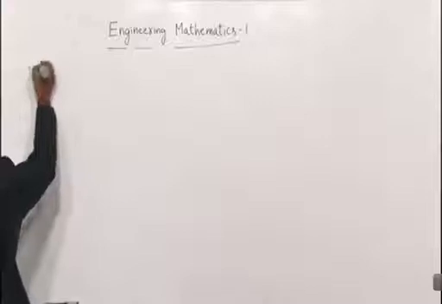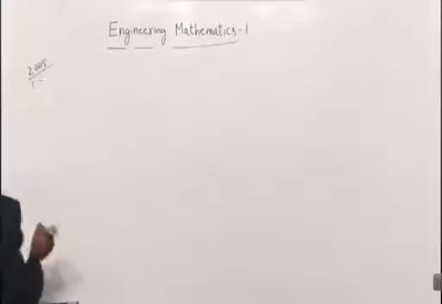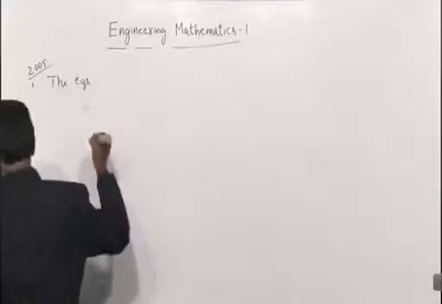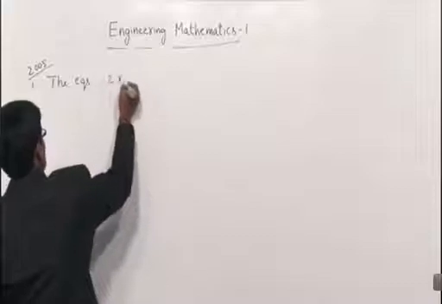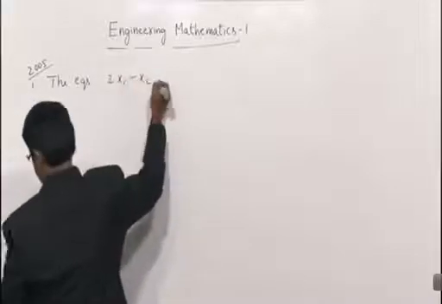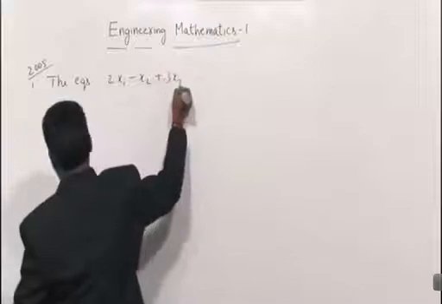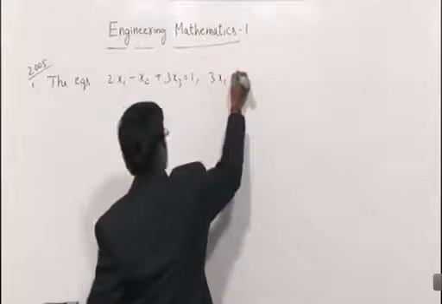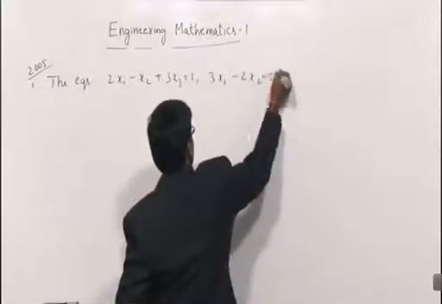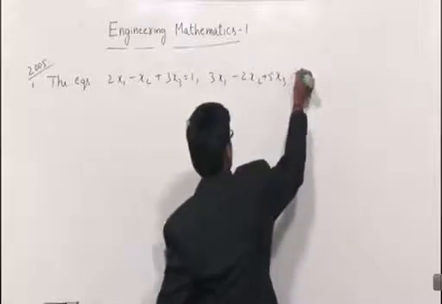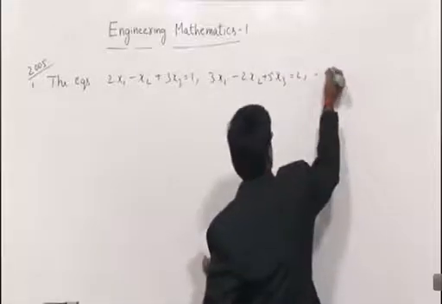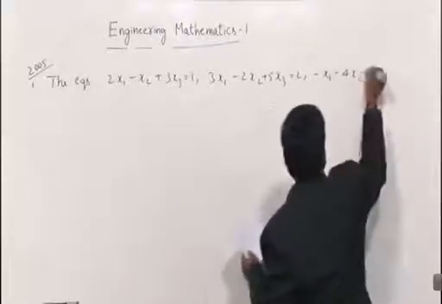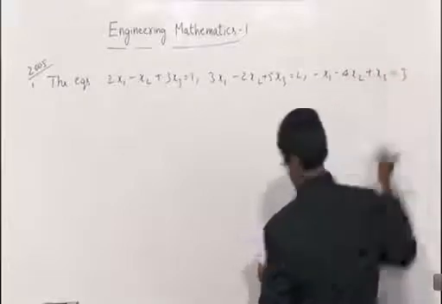So this is the problem, GATE 2005, 2 marks. The equations: 2x1 minus x2 plus 3x3 is equal to 1, comma, 3x1 minus 2x2 plus 5x3 is equal to 2, comma, minus x1 minus 4x2 plus x3 is equal to 3.